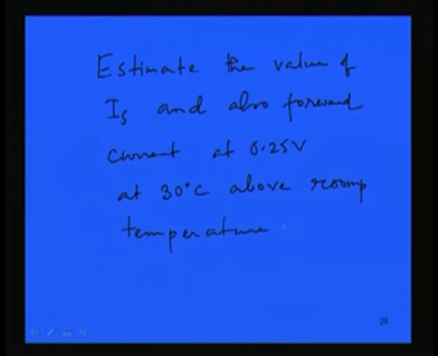So, to solve this example, we will be taking the expression for diode current, which is ID equal to IS into exponential of k VD by Tk minus 1. This is the key equation which you have to use.